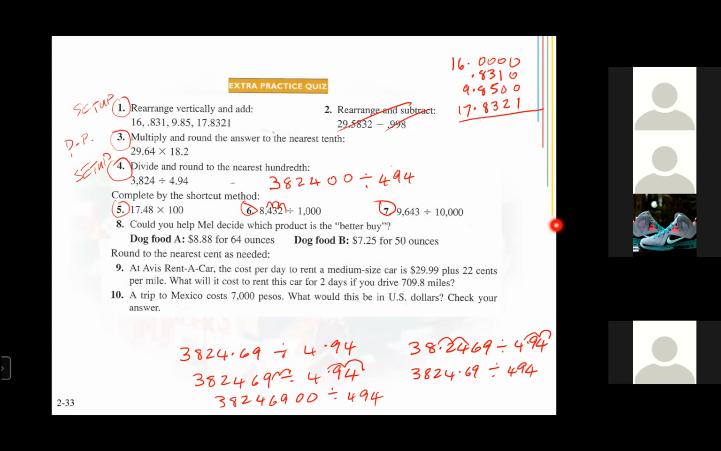9,643 divided by 10,000. We're just assuming a point at the end. It will have to be at the end, after the 3. So you're going to move it how many places to the left now? 4 places. That'd be 0.9643. Yeah.